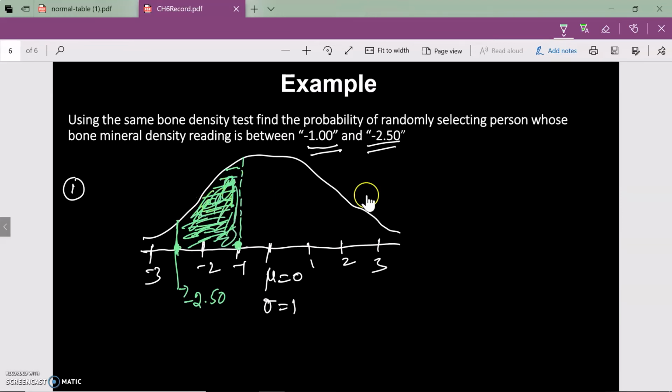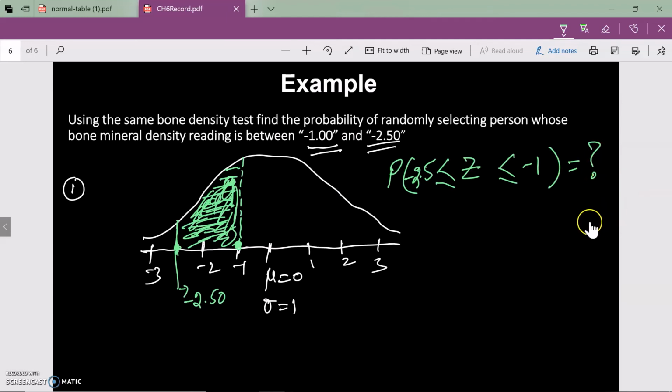This is the area. So what we are interested in, in this situation, is to find the probability that the z value lies between the two values. And what are those two values? The first one is -2.5 and the second one is -1. This is the probability that needs to be calculated.